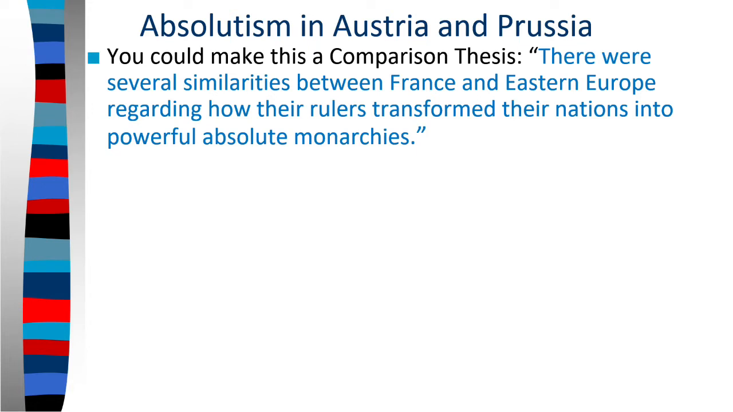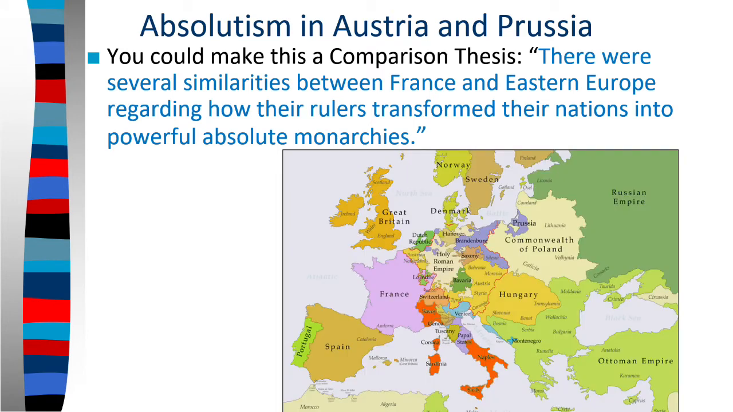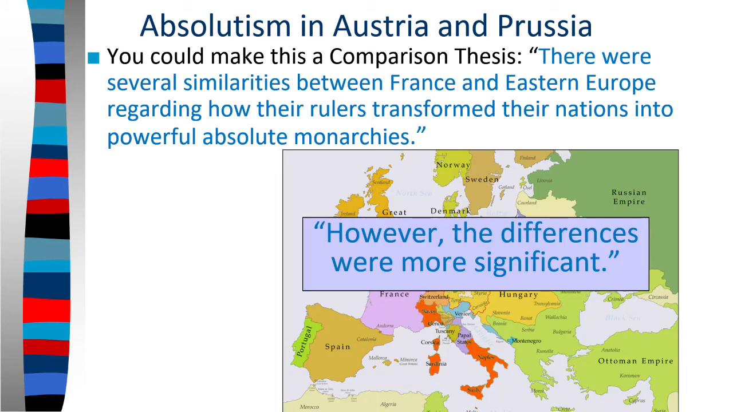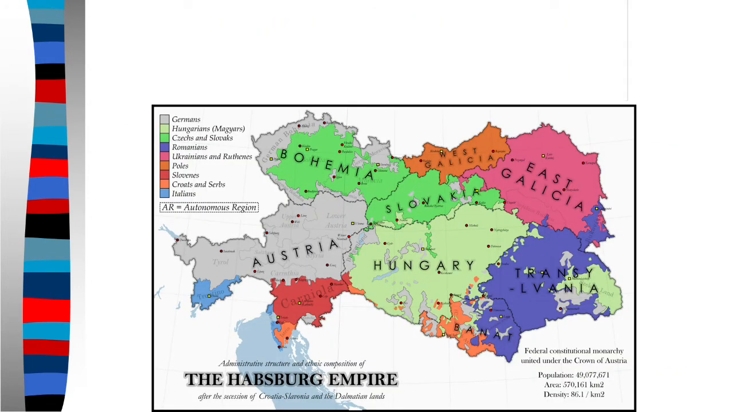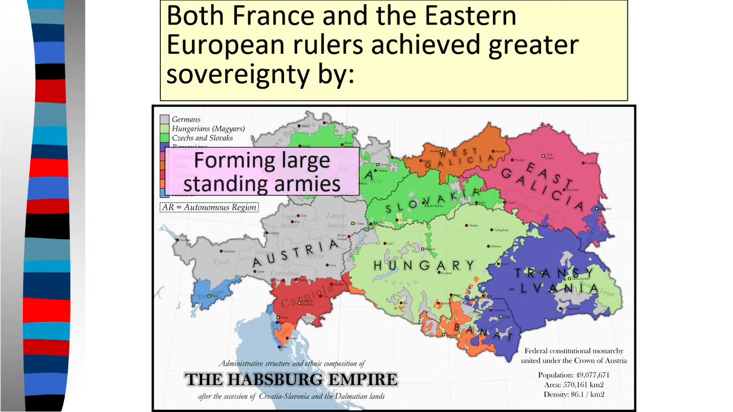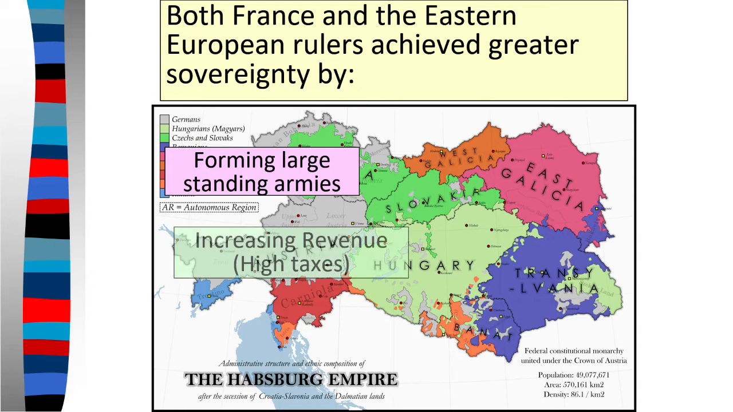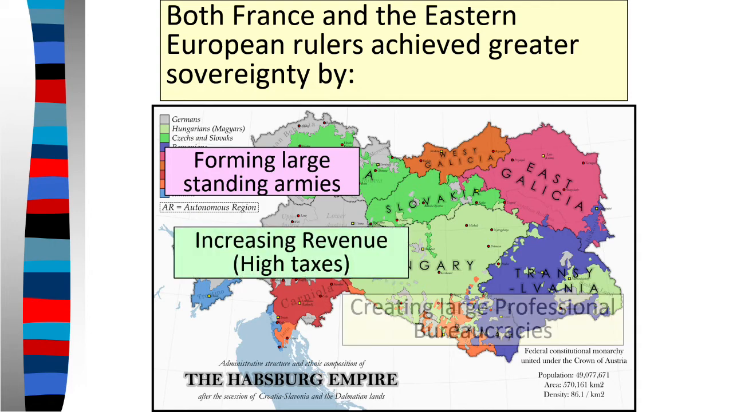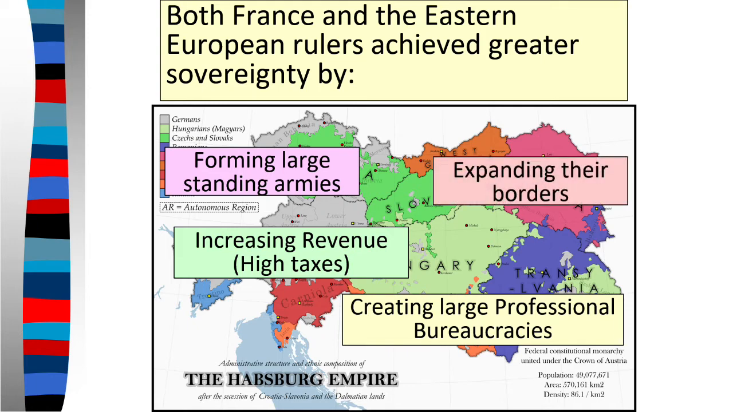Absolutism in Austria and Prussia. You could make this a comparison thesis if you were doing an LEQ. There were several similarities between France and Eastern Europe, you might say, regarding how their rulers transformed their nations into powerful absolute monarchies. However, the differences were more significant. Both France and Eastern European rulers achieved greater sovereignty by forming large standing armies, increasing revenue with high taxes, creating large professional bureaucracies, and expanding their borders. These were the things that France and Eastern Europe had in common.